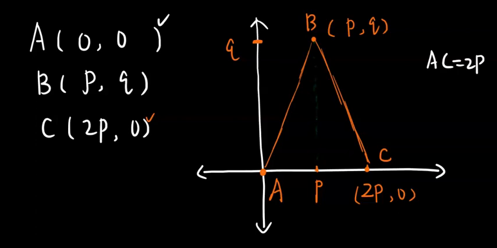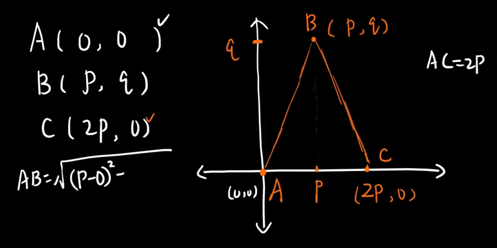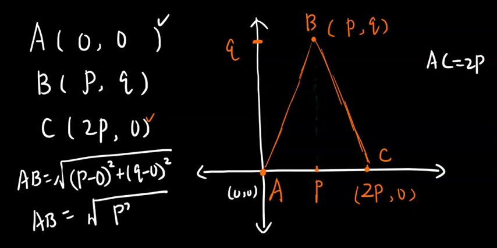Let's look for distance of AB. If you want, you can pause this video and work on your own. So A is 0, 0, right? So I'm going to use our distance formula. I'm going to say P minus 0 squared, and Q minus 0 squared. So distance of AB is the square root of P squared plus Q squared. Go ahead and try BC. Remember, the distance of your x-coordinates squared plus distance of y-coordinates squared.